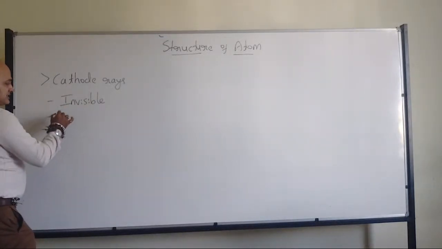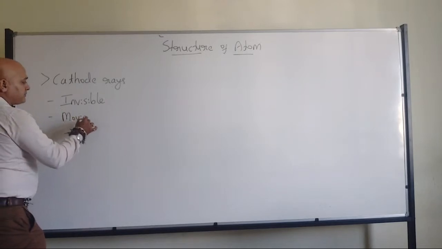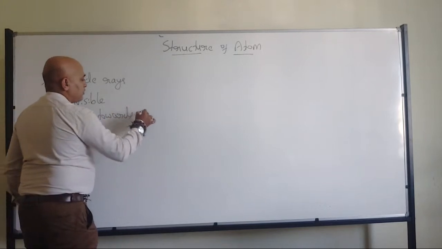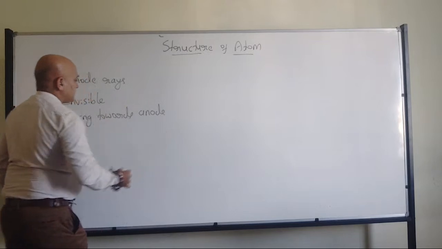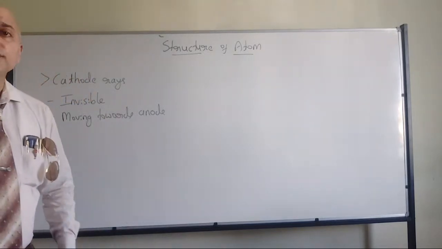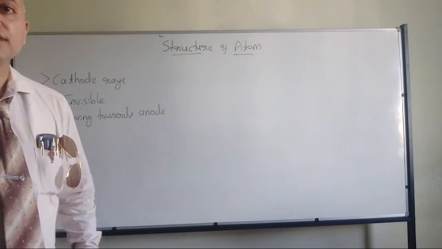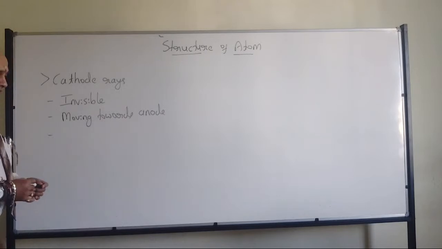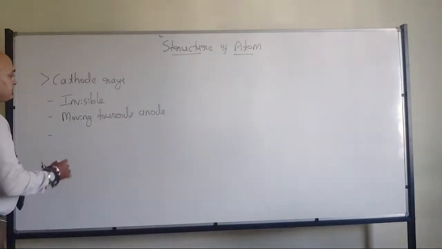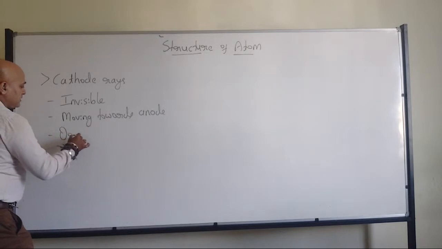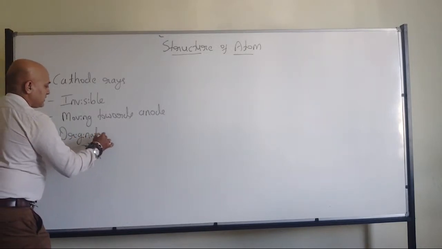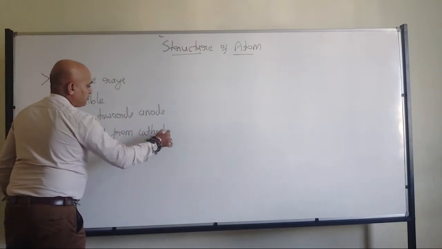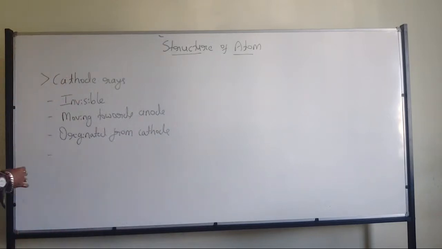Then we have discussed that it will be moving towards the anode, right? So that is another feature of cathode rays. Then cathode rays originated from cathode, and then they will move towards the anode. That's what we have written.